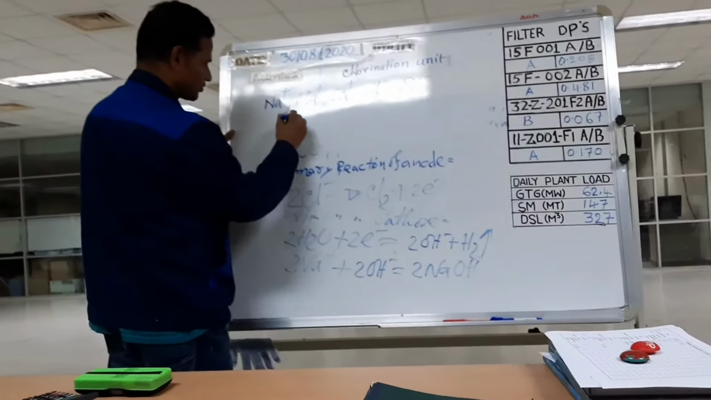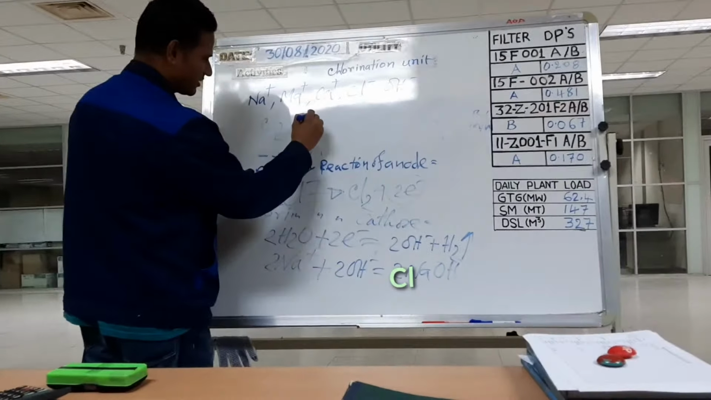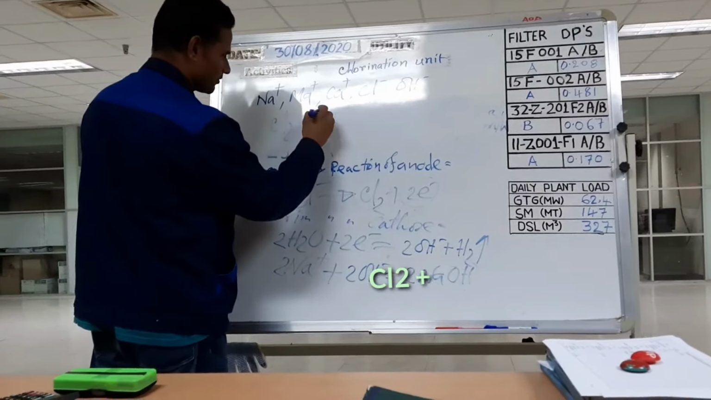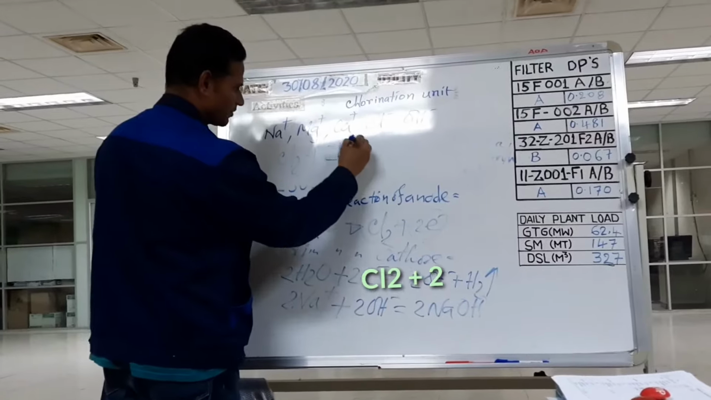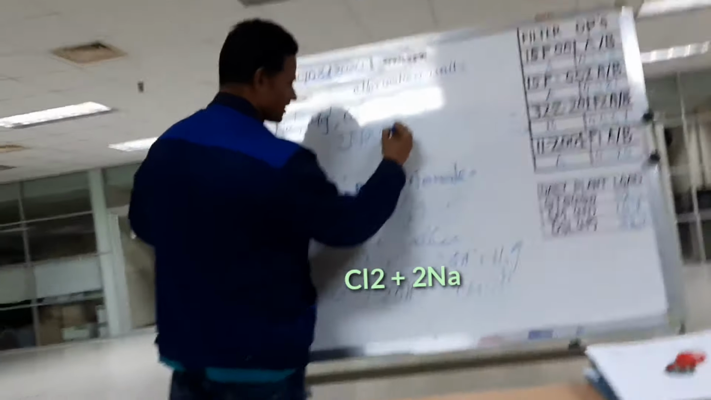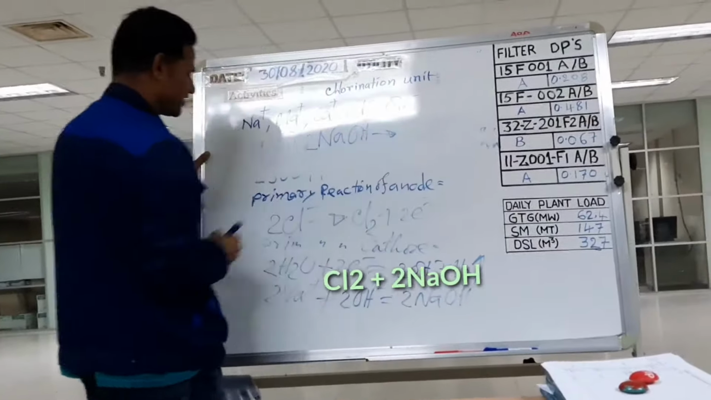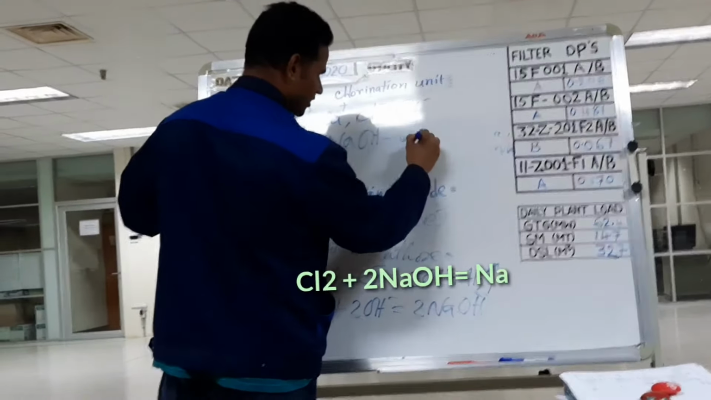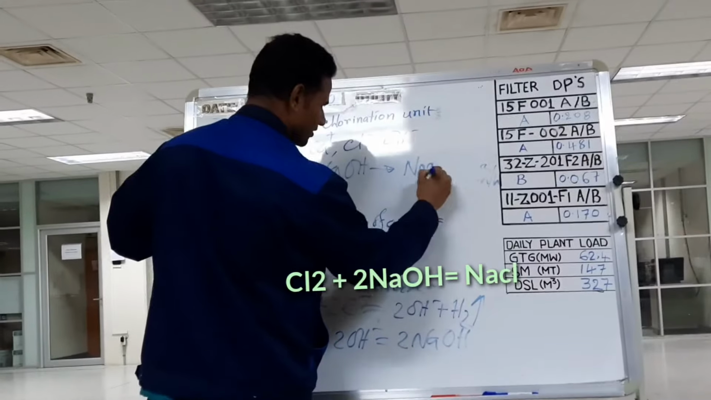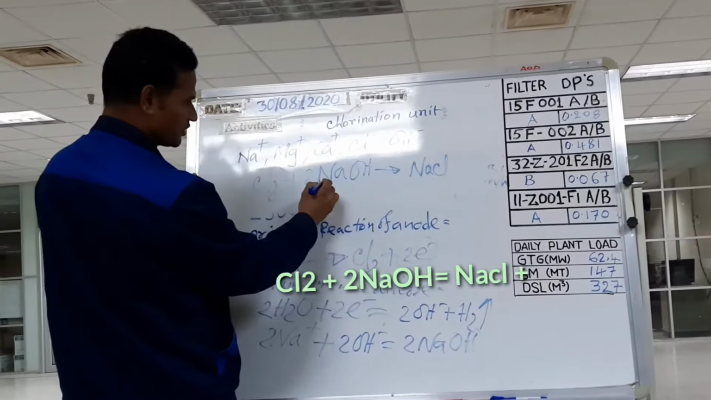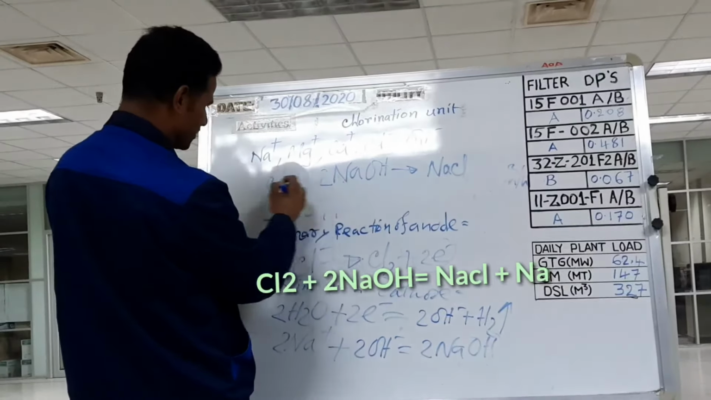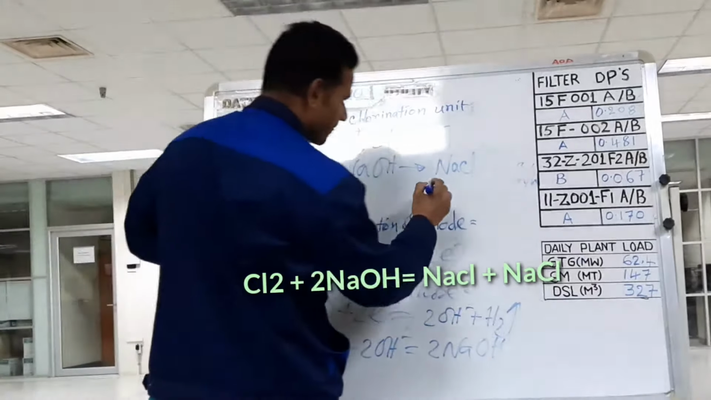So this chlorine reacts with sodium hydroxide and they finally create, what? Sodium chloride. This two sodium, okay? Sodium chloride: one sodium, one chlorine. Now remaining one sodium, one chlorine and hydroxide, okay?